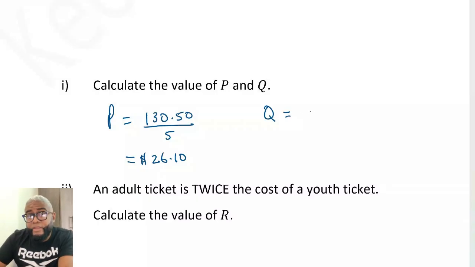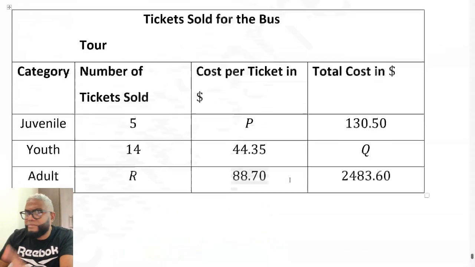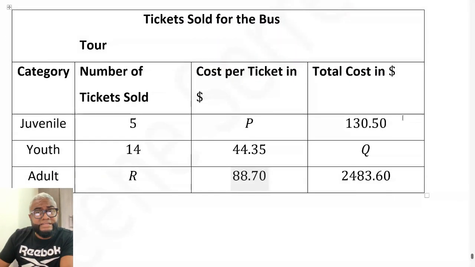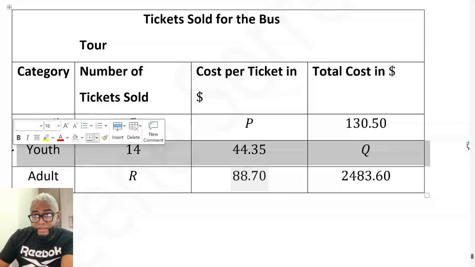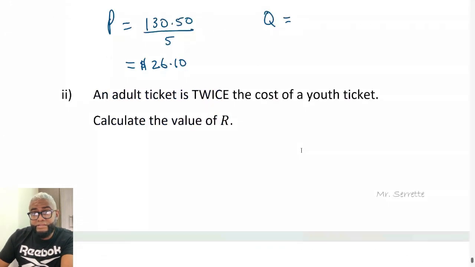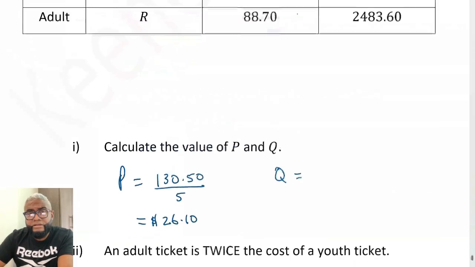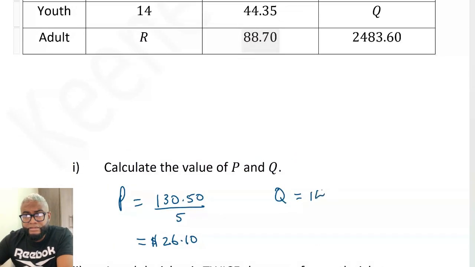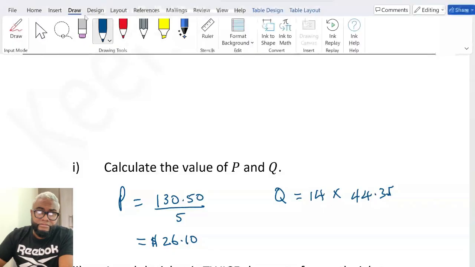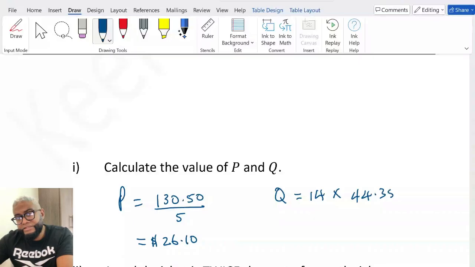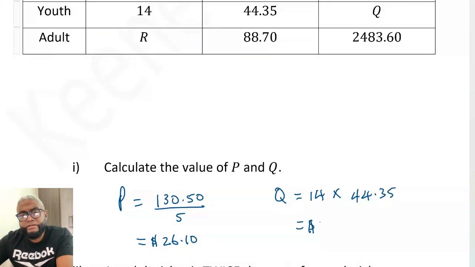Q, let me do Q one time. Give me the working. This one is easy. It's 14 multiplied by 44.35. Everybody agrees? For the youth tickets, 14 multiplied by 44.35, and what we get is $620.90.